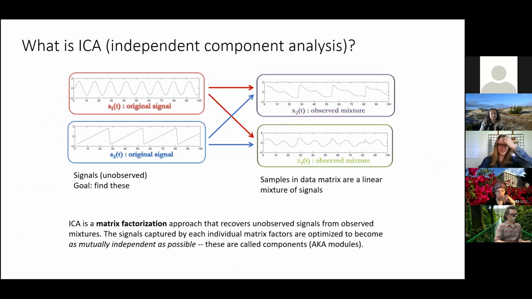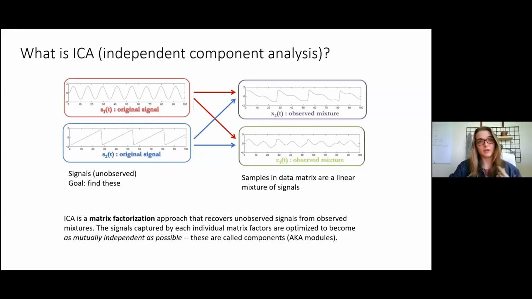So, what is ICA? So this is independent component analysis. So suppose that you have, so this can be, for example, if you're at a cocktail party and there are multiple people talking. And so you record these conversations and each signal can be a voice. This is just a simple example. And so mutually independent as possible. So everything hinges on the assumption that these components or modules or signals are statistically independent.